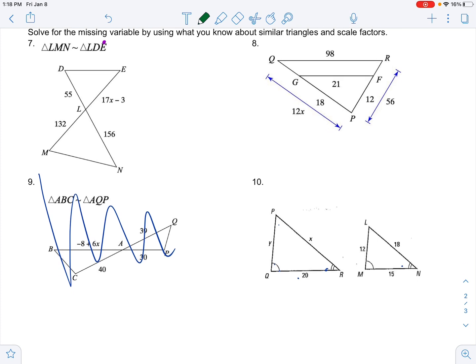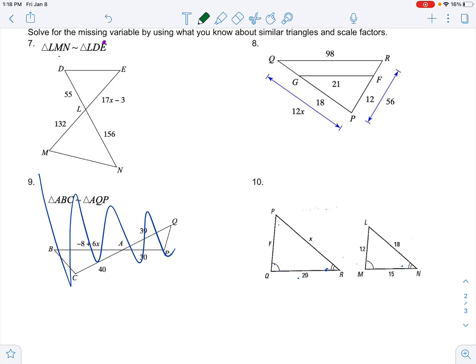All right, now let's do a couple solving ones. We're just going to do 3. With the solving ones, when you're missing sides, you are setting up your proportions. If you're missing angles, you're setting angles equal to each other. So we're going to set up our proportions based off of the similarity statements.